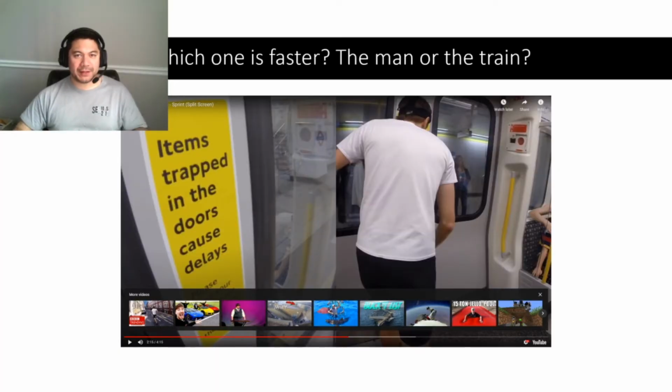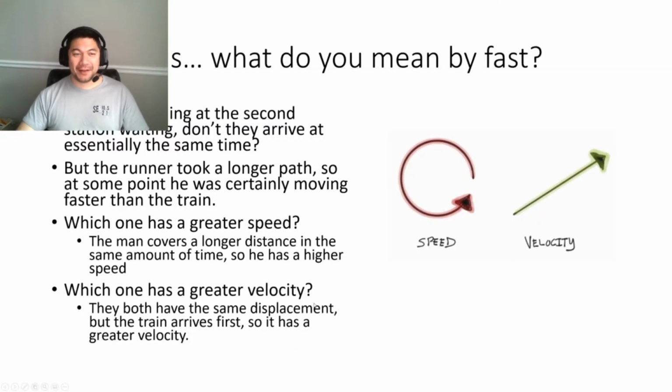So which one was faster, the man or the train? And it depends, doesn't it? What do you mean by fast? If you were at that second train station, you saw them both arrive, and you could see the top and the bottom of the train station at the same time. They arrived at the train station at a pretty similar time, right? The train got there a little bit earlier, but they arrived there pretty quickly, one after the other.